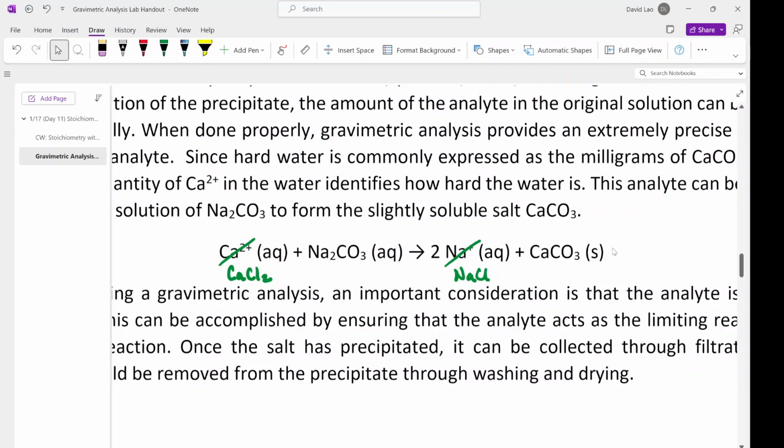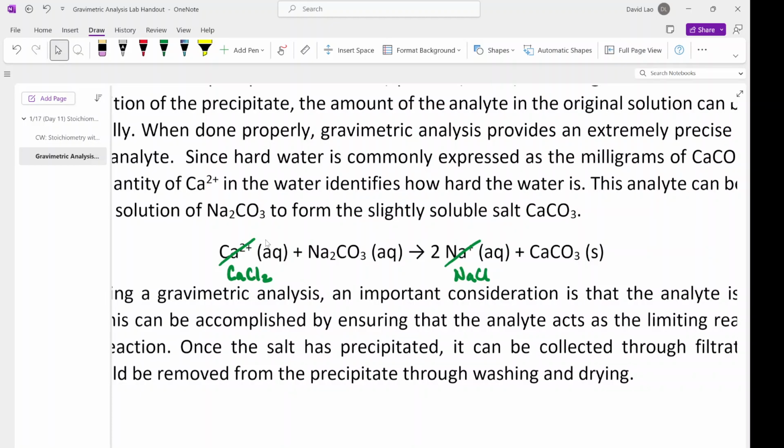Now, once you conduct this reaction, that is, if you mix some amount of calcium chloride and some amount of sodium carbonate, and then you filter out and collect the solid, you can weigh the solid and you can back calculate. You can use stoichiometry to figure out how much calcium chloride you started with. And then that will allow you to figure out the concentration of calcium chloride in your original solution.